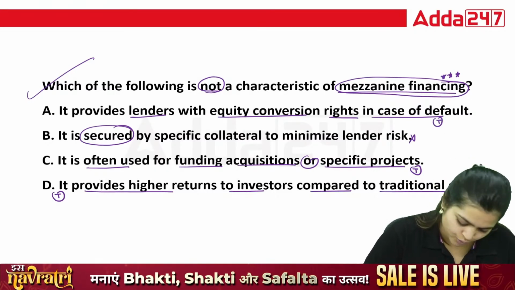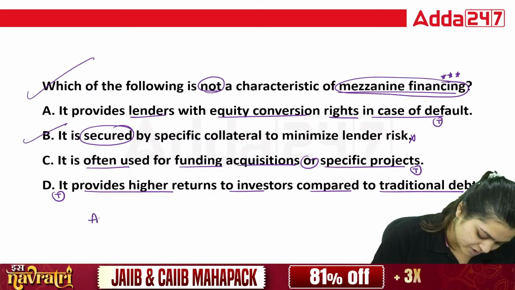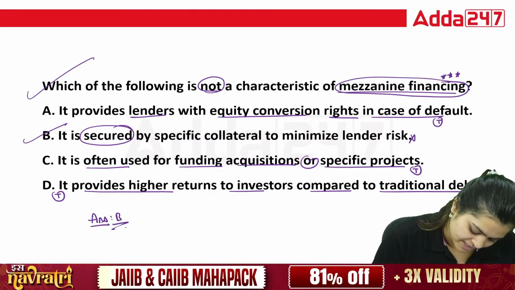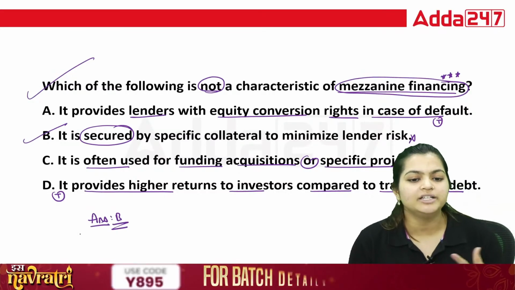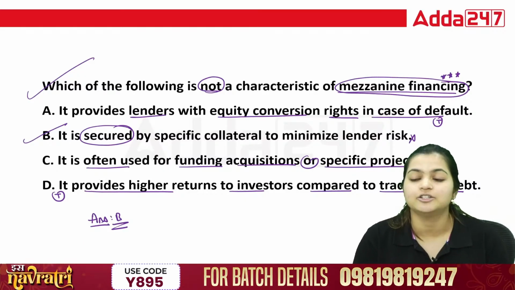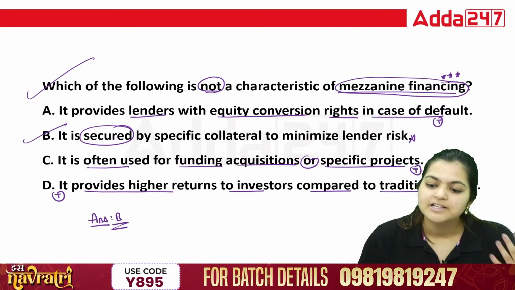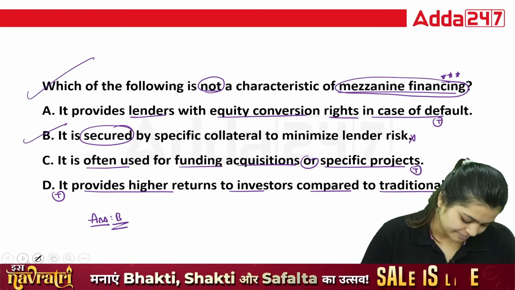This is also true. Correct answer is your answer B, which is not a characteristic of your mezzanine financing, because we are not using any secured collateral so that we can reduce the risk. So correct answer is your answer B.